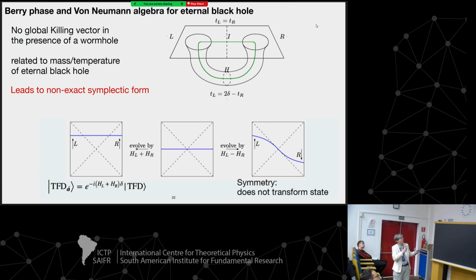And so, in fact, the mass or the temperature of the eternal black hole, they give you this correlation or the difference between these Killing vectors. And if, again, we start from this picture and then just look at it from the side and add an extra dimension, essentially what we have is our left and our right flat space, and then we have a wormhole.